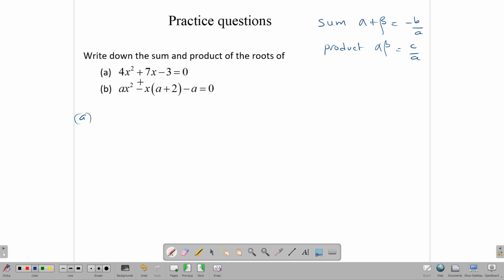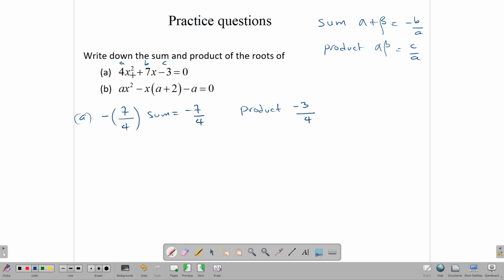The sum first, and the sum would be minus b. B is 7 here, so let's write that a, b, c. So b is 7 over a is 4, and so what we get for the sum would be negative 7 over 4. The product now, the product of the roots would be c over a, and c is equal to negative 3 over 4.